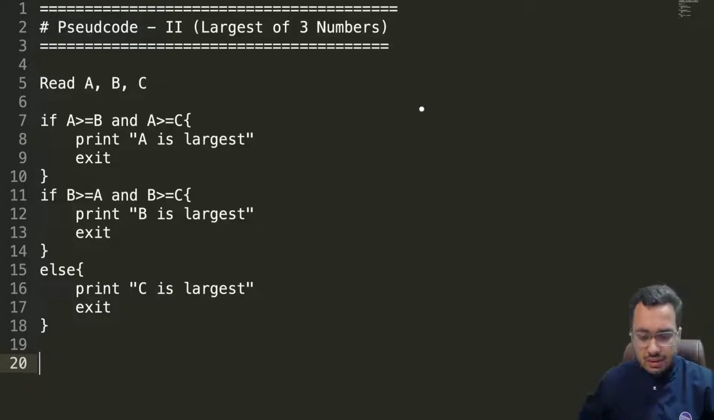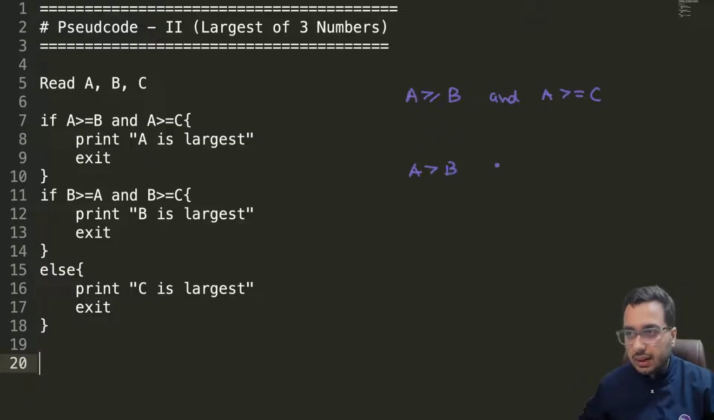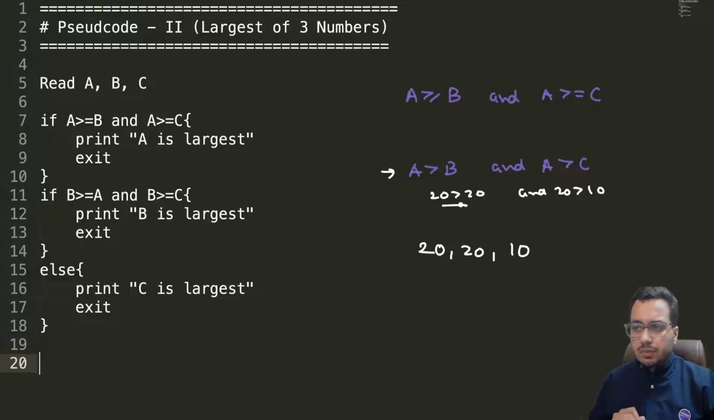Okay, now you may ask why we have used the comparison A greater than or equal to B. Why not A greater than B and A greater than C? Suppose we have a case in which the numbers A and B are equal and C is the smallest. So if you use this comparison, A greater than B and A greater than C, of course 20 is not greater than 20 and 20 is greater than 10. So this condition would become false.